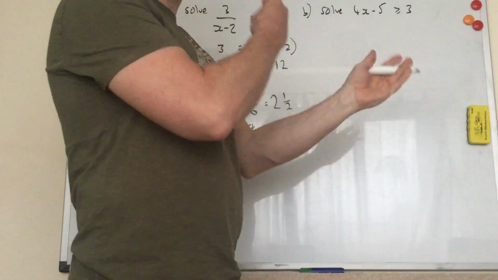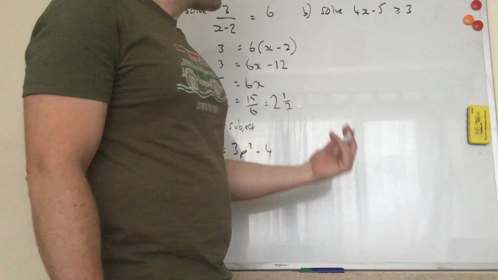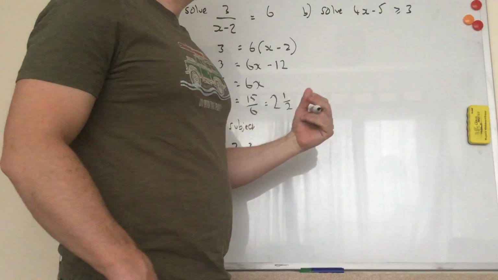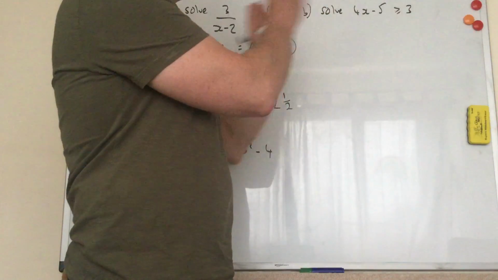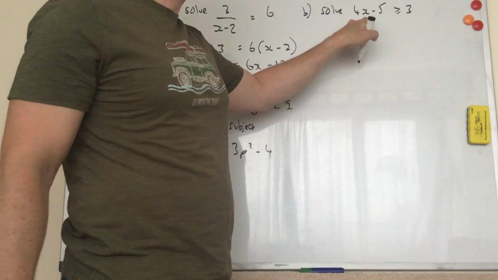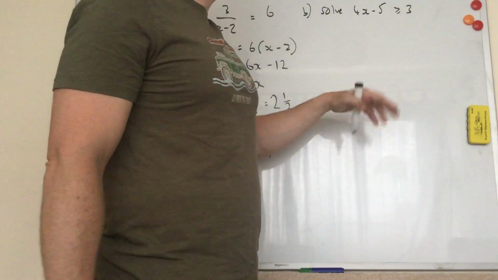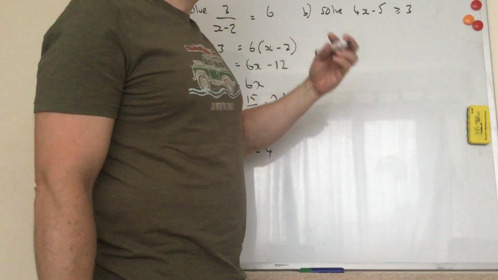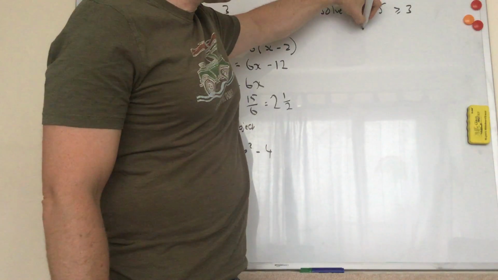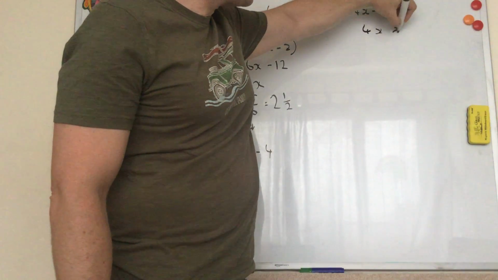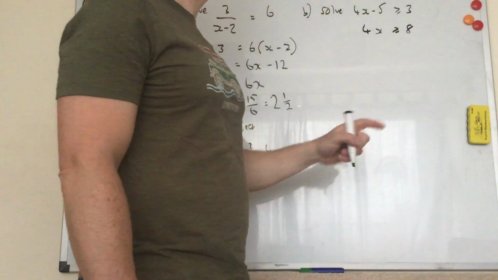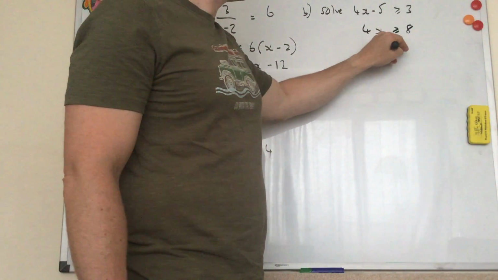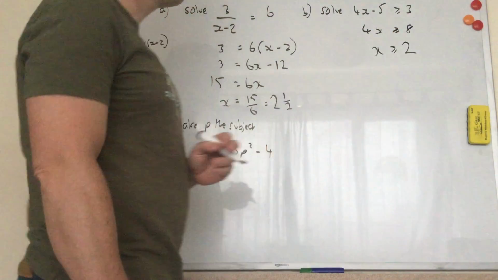Remember, we only flip the sign round if you multiply or divide by a negative, okay, which we're not doing, or if we flip the sides. The x is already on this side, so we don't need to flip the sides. Okay, if we multiply or divide by a negative, then yes, we have to flip the sign, but I don't think we're going to need to here. Start off by adding the 5. 4x is greater than or equal to 8, and divide by 4, x is greater than or equal to 2.